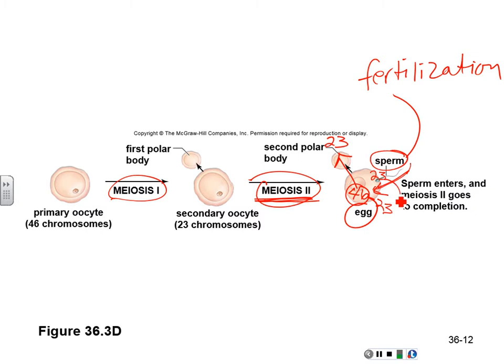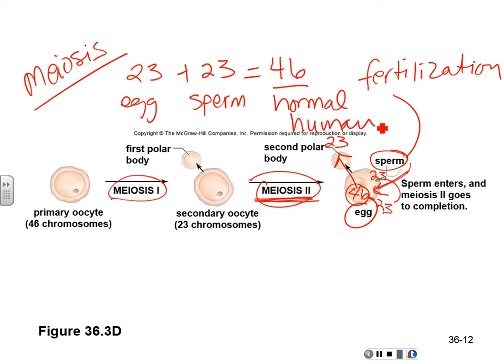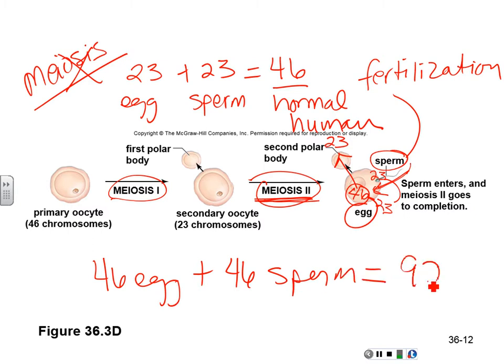and now those two can come together. So one of the reasons we need to undergo meiosis is if we had 23 for our egg and 23 for our sperm, we end up with 46. This is a normal human, right? Well, what happens if we didn't do meiosis? What happens if we have 46 for an egg plus 46 for sperm, and we put them together? We'd have 92 chromosomes. This is not human, right?